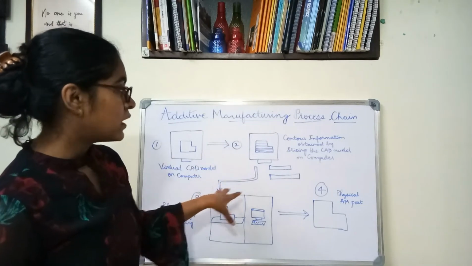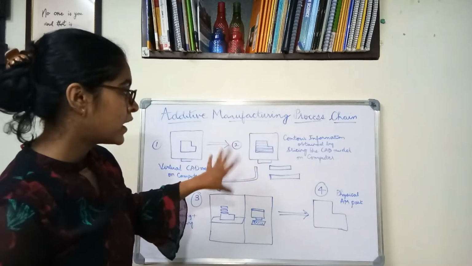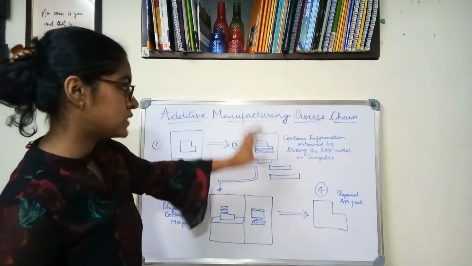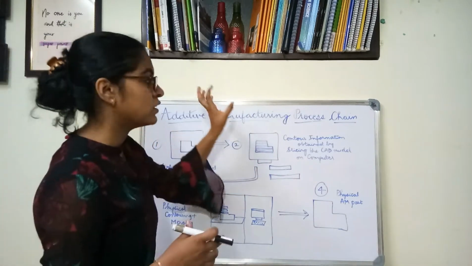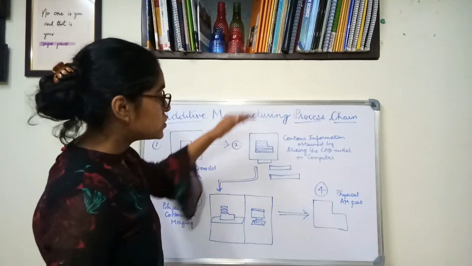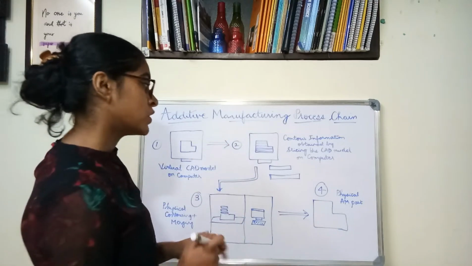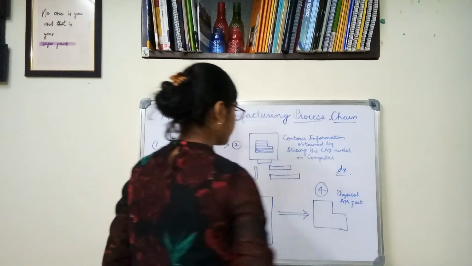In the second step, again carried out in the computer using specialized software, whatever product we've created virtually is taken into the next software, and this design is sliced into different layers, and each of these layers will have the same thickness. Let us call the thickness dz.